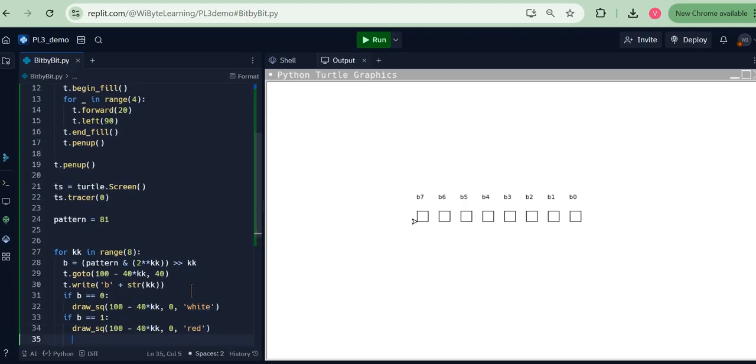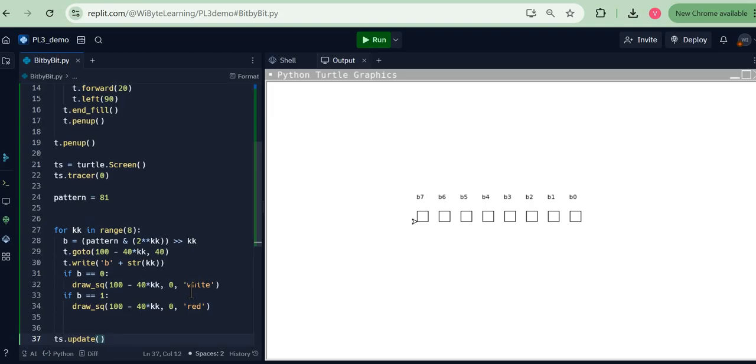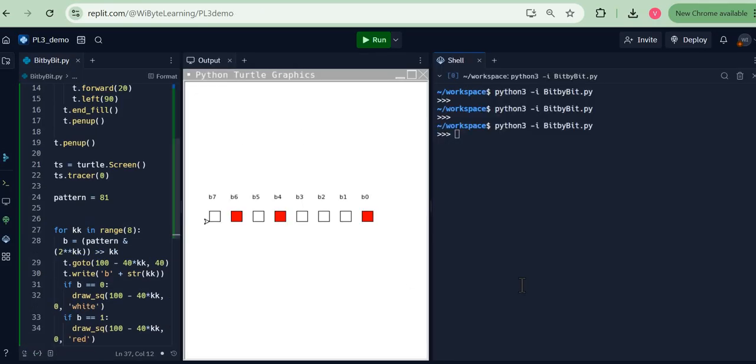Now, this is very similar to pixel art, and really this is all we need. When I run this piece of code, you notice that my pattern that has come up here is: b0 is 1, b4 is 1, and b6 is 1. Let's try to verify this.